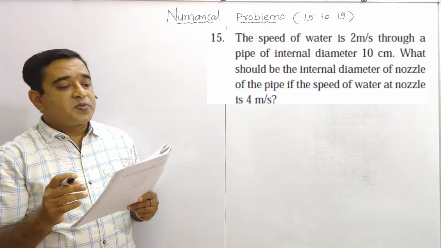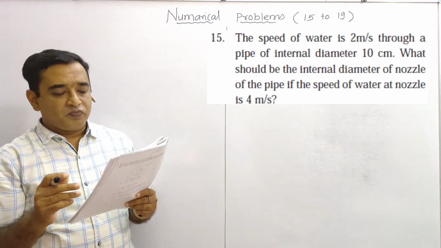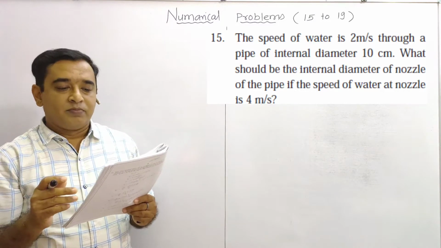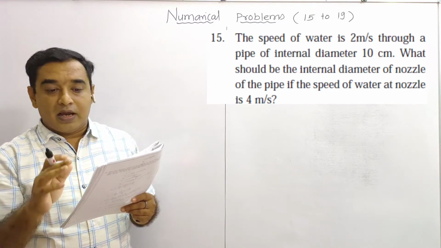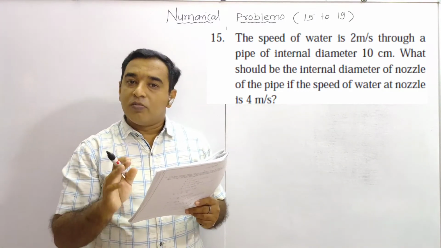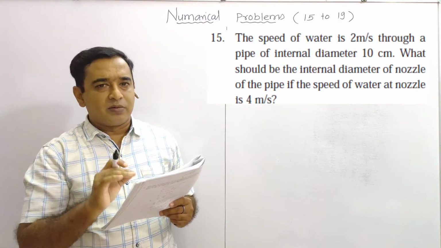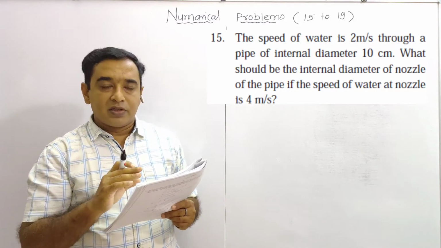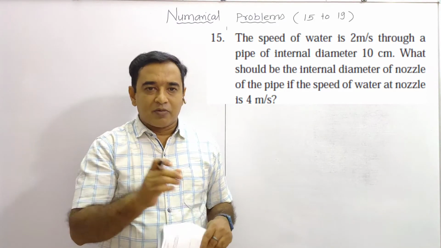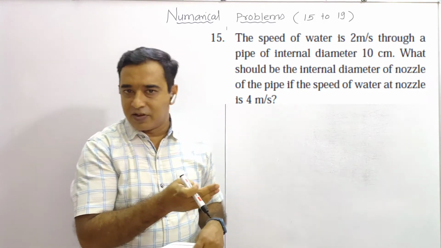See the problem. The speed of water is 2 meter per second through a pipe of internal diameter 10 centimeter. What should be the internal diameter of the nozzle of the pipe if the speed at the nozzle is 4 meter per second. See, initial diameter we know it is 10 centimeter and next diameter we need to calculate, but we can easily predict. Whenever we press the pipe, that means decreasing the area, so the velocity certainly will increase.